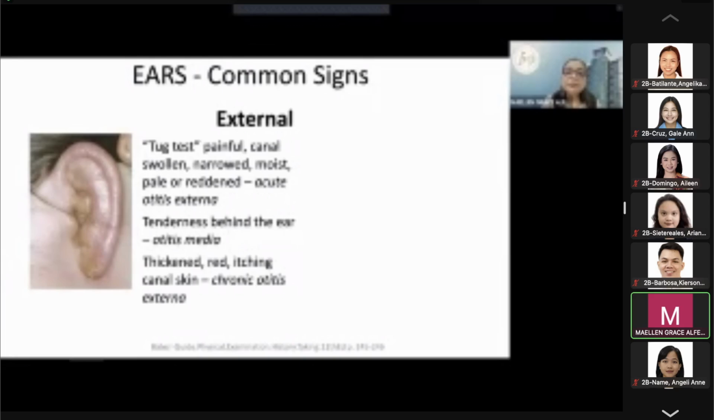Now, if you don't elicit a painful tug test, and still the patient is complaining of ear pain, the tenderness can be elicited at the back of the ear. And if this tenderness is positive behind the ear, most probably you are dealing with an otitis media. Okay. Now, you can see thickening, redness, or itching of the canal skin in chronic otitis externa. A lot of times this one is not as painful as an acute otitis externa.